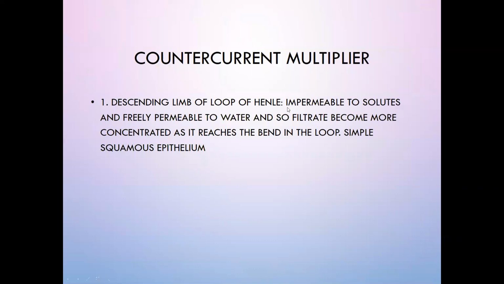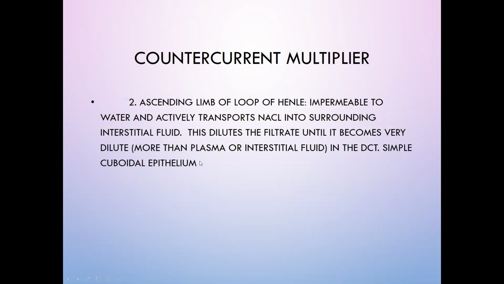Okay, so the descending limb of the loop of Henle is impermeable to solute and freely permeable to water. So filtrate becomes more concentrated as it reaches the bend in the loop. Simple squamous epithelium is the tissue type. Then in our ascending limb of the loop of Henle, impermeable to water, it actively transports sodium chloride into surrounding interstitial fluid. This dilutes the filtrate until it becomes very dilute, more dilute than plasma or interstitial fluid, in the distal convoluted tubule, and it's simple cuboidal cells.